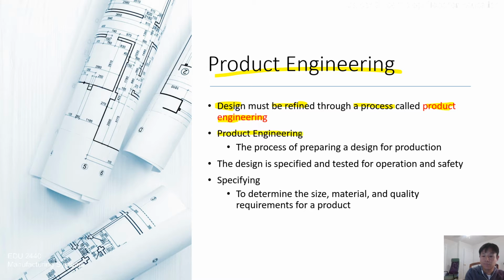Product engineering means the process of preparing a design for production. A design is specified and tested for operation and safety. In that process, we use the term specification, or specifying the product. That means determining size, material, and quality for that product. So that is specification.